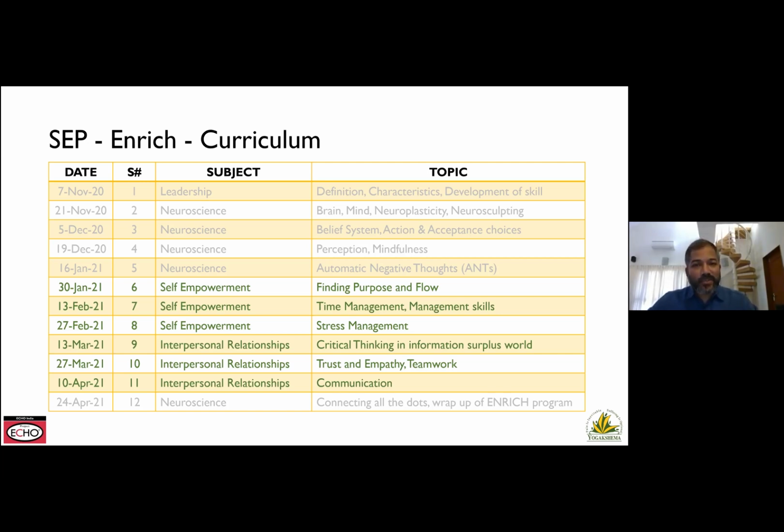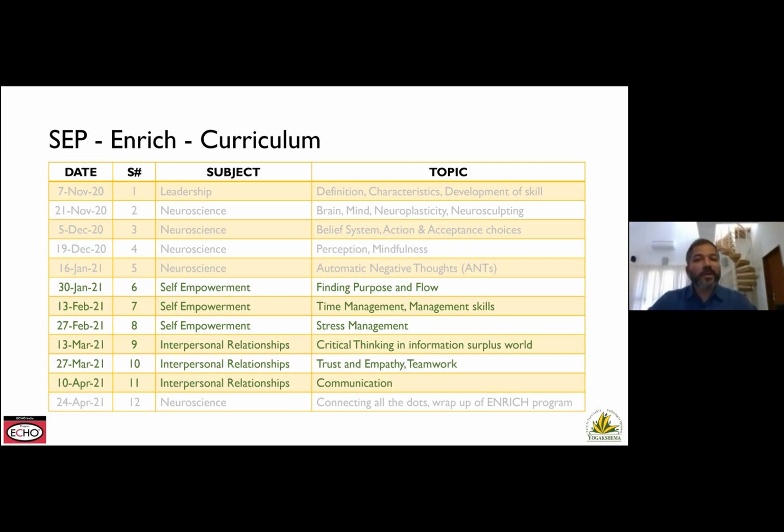Third is in terms of stress. Everybody goes through stress. But with some of us, the stress is far more common, far more frequent, far more intense. How do we understand that? How do we address that? Stress management. Then critical thinking in an information loaded world.